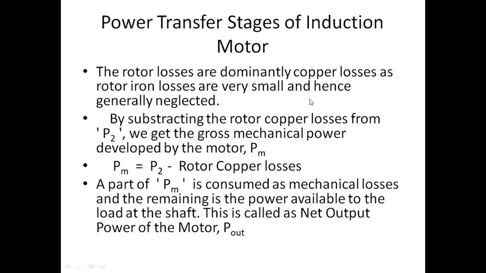It is generally neglected. And total PM, my gross mechanical power, is calculated by P2 minus rotor copper loss. That's what we are calculating, only the copper loss, and I am not going to go for my iron loss because it is very less. Again, PM is nothing but my net output.